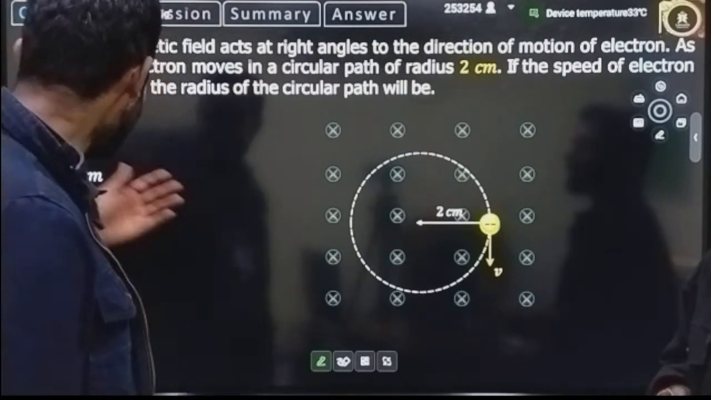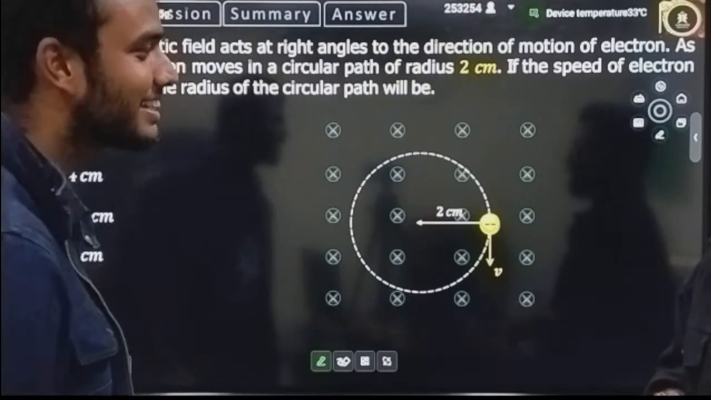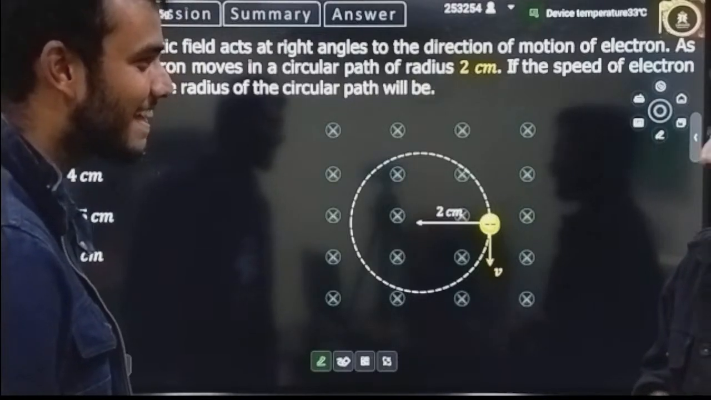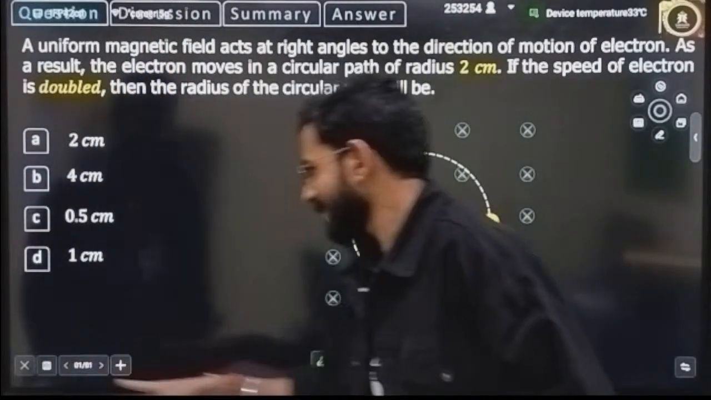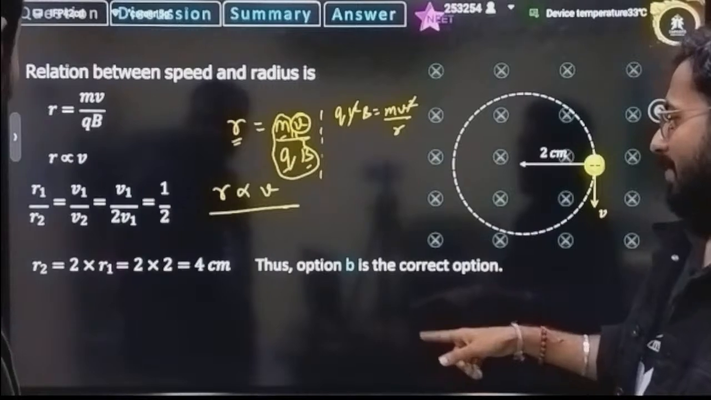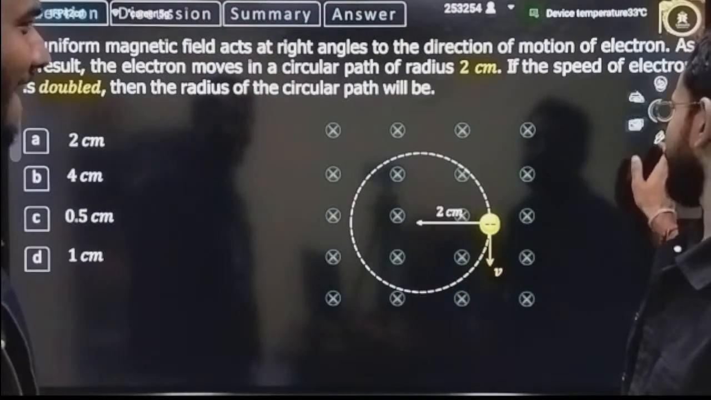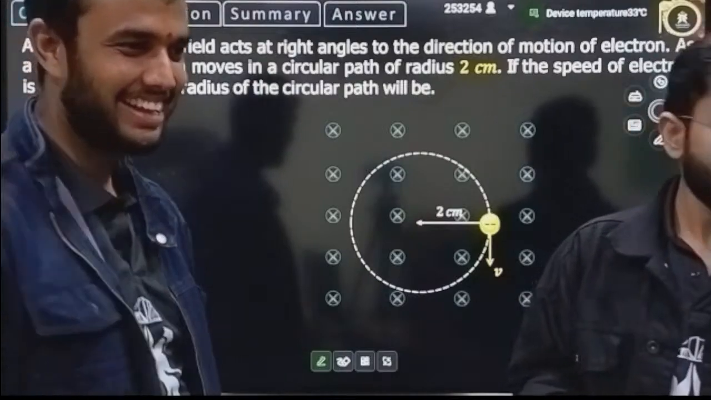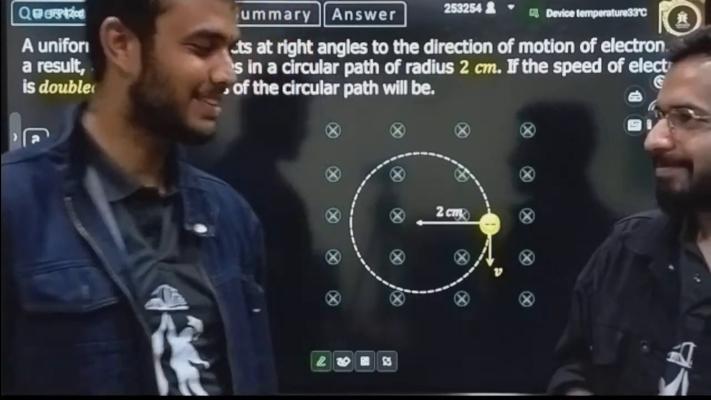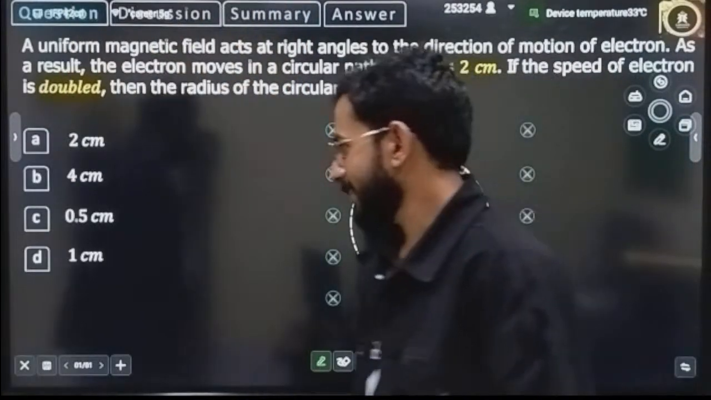No, no. Then option D. Option D. Let's check it. Option B. Why now, students? Tell me what is the reason? Okay, guys. Okay, carry on, sir. Thank you, sir.